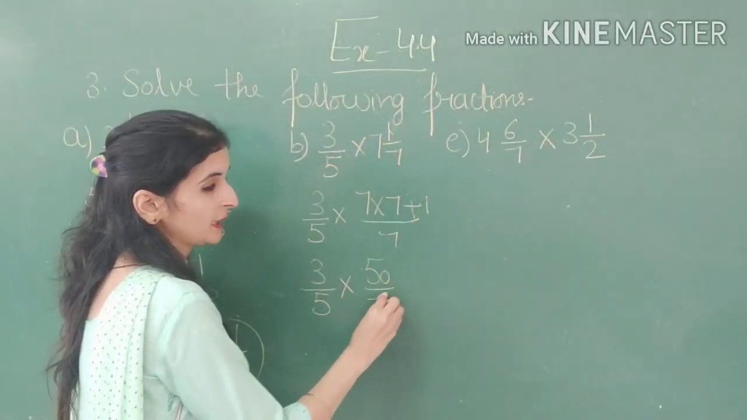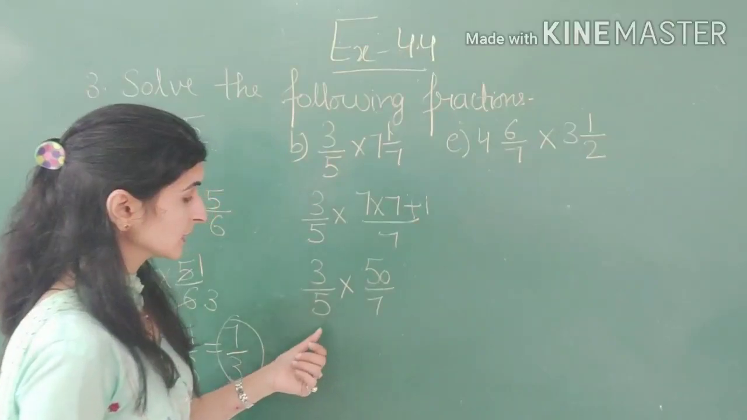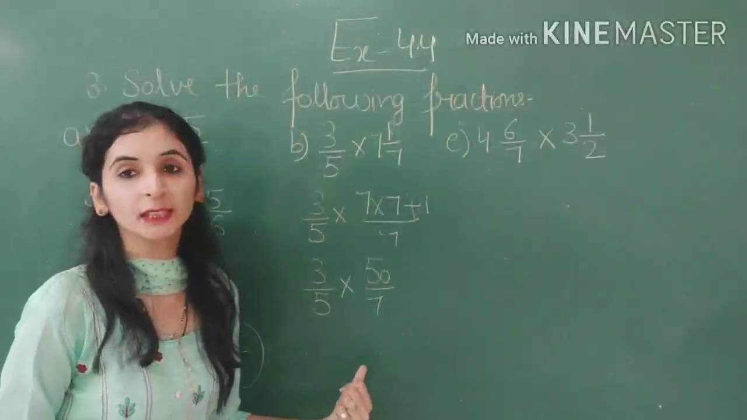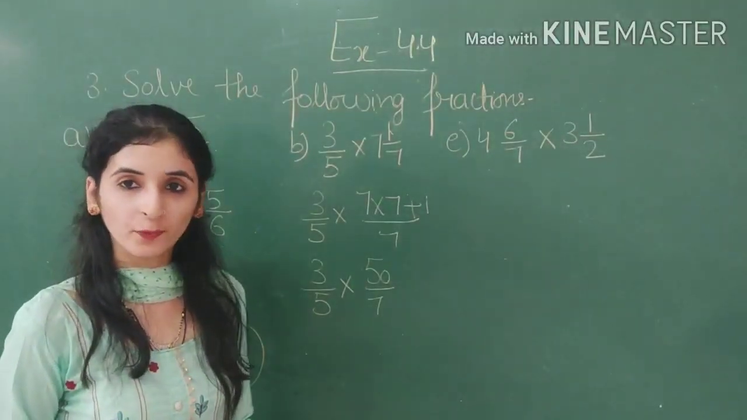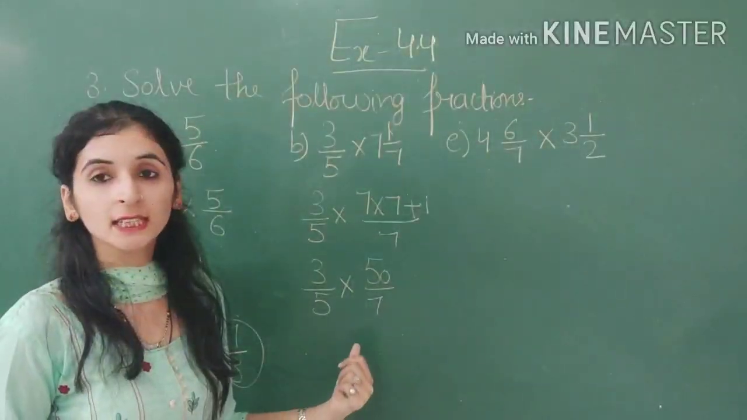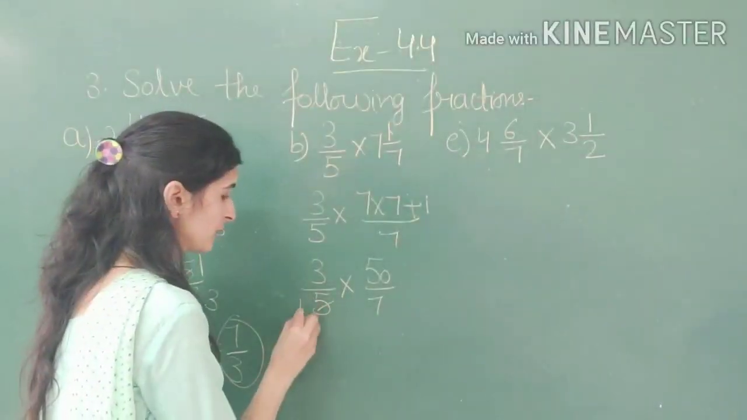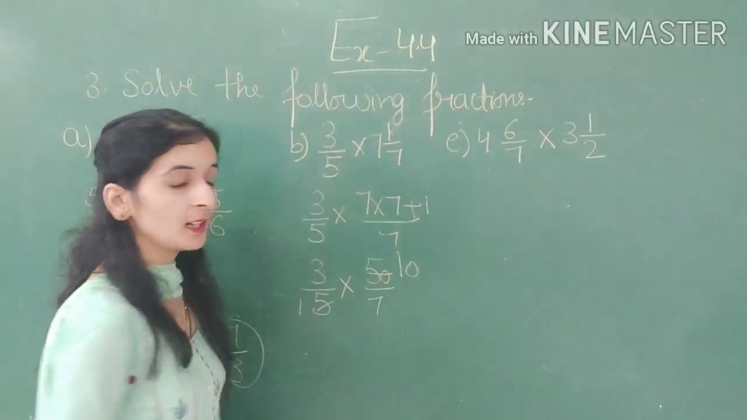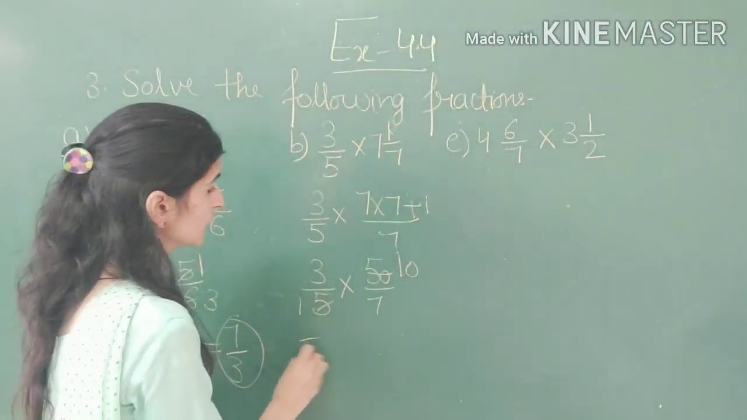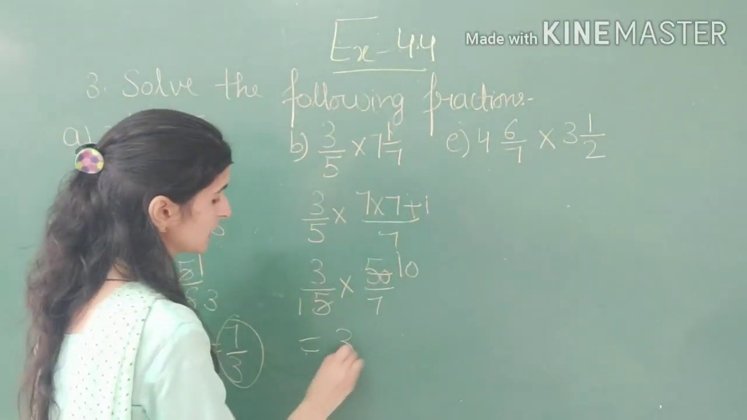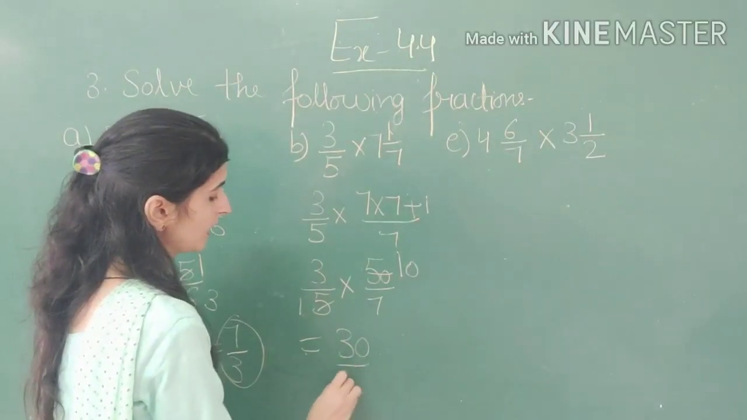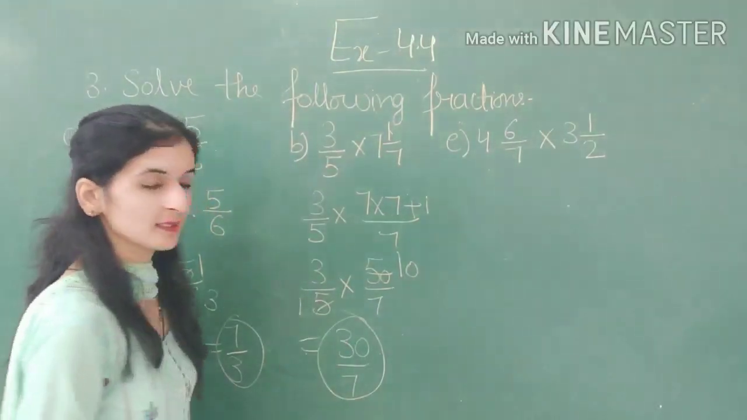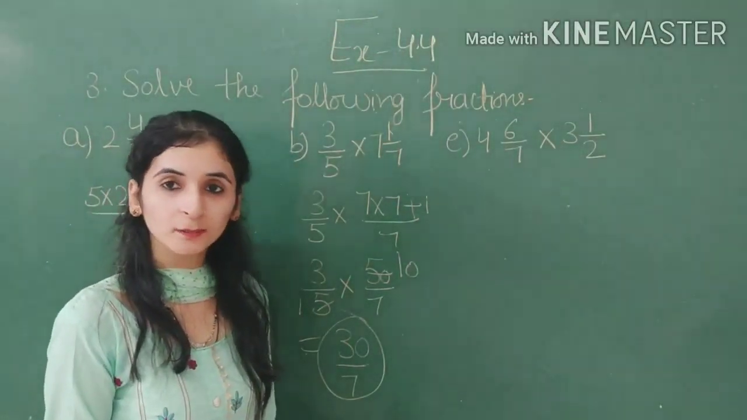So 50 by 7. Now this 5 and 50 both are divisible by 5. So we will divide these both by 5. 5 ones are 5 and 5 tens are 50. Okay. Now 3 tens are 30 and 1 sevens are 7. So 30 by 7 is our answer.